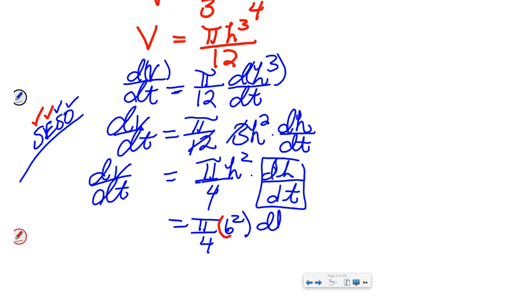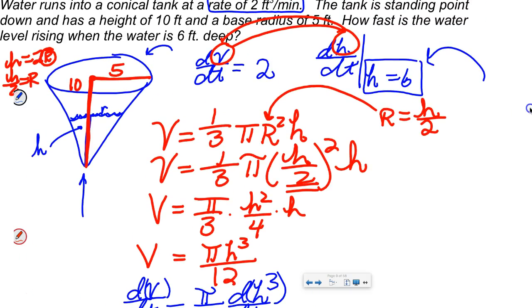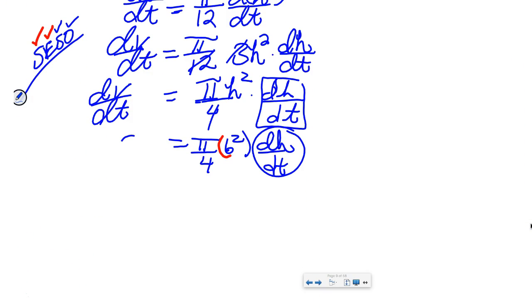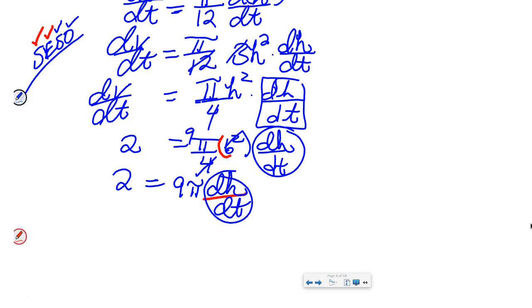dh dt is my target. dv dt, go back on up, was given to me. It was increasing at a rate of 2, so that will become a 2. I get 2 is equal to 36 over 4, which is 9, so I get 9 pi times dh dt. Solving that for my target gives me 2 over 9 pi, which would be equal to the rate of change of the height. It's positive because the water level is increasing.